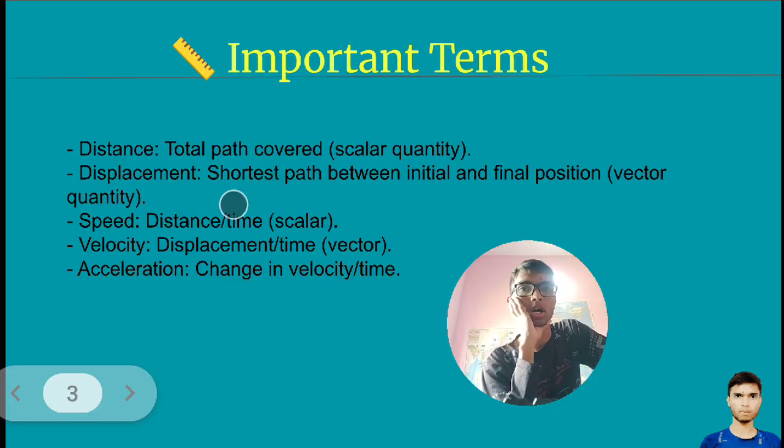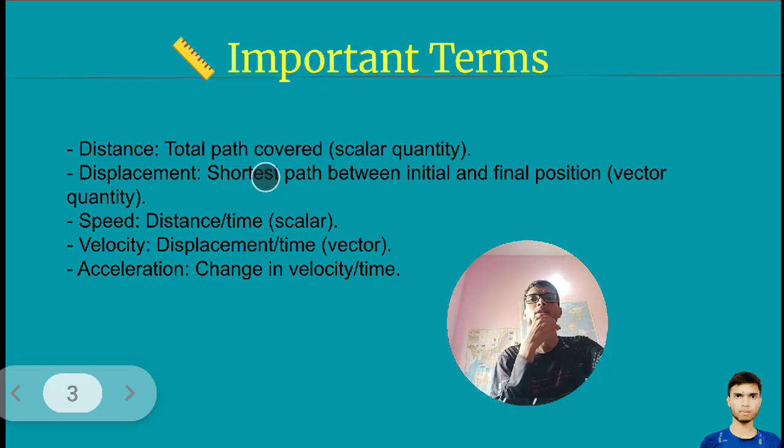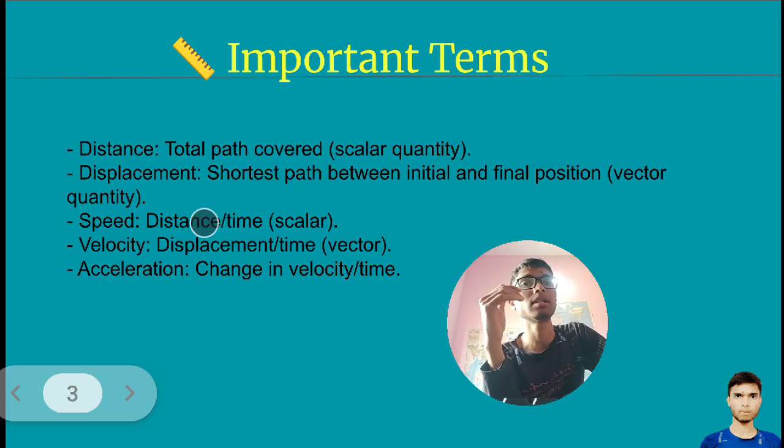And the formula for distance would be what? Speed multiplied by time. But to identify time, then distance upon speed is equal to time.